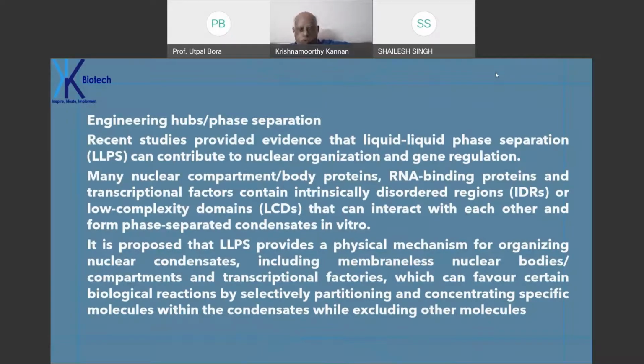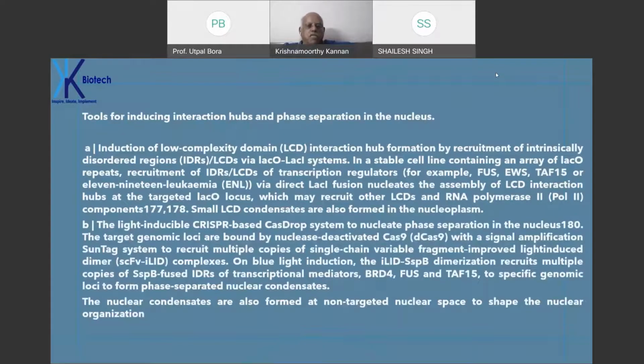Okay, so these interactions are also not that simple. It is not like A base pairs with T and G with C. It is much more complex than that. So there are tools for inducing interaction hubs, where you change the bases or you change the amino acid and see how the interaction is.